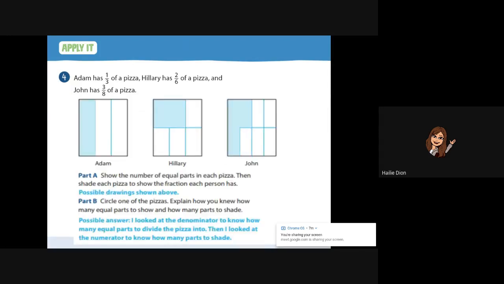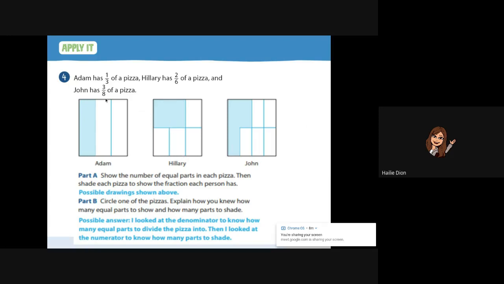If we look here, Adam has 1 piece shaded out of 1, 2, 3. Hillary has 6 pieces total and 2 shaded in. We just can't see the line because the coloring on the slides is the same color as the lines.